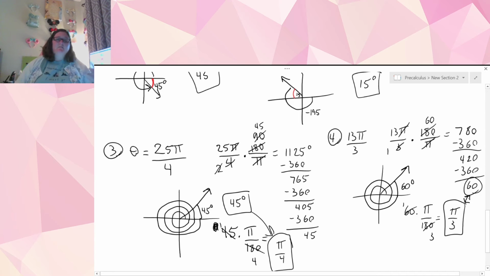Those are conversions that you need to automatically know. I automatically knew it. It was just the simplifying stuff I was not doing in my head. It was not working with me today.